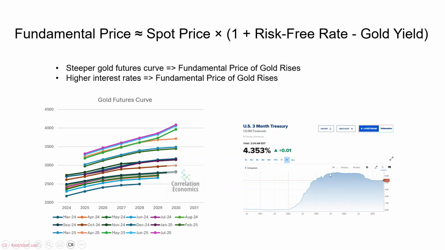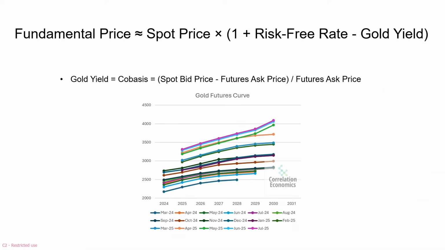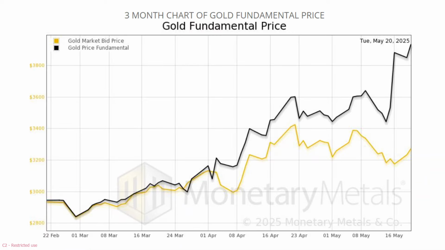What does this mean? That means that there is inflation. If the interest rate goes up, that means that there is inflation in the system and the Fed needs to hike rates. Okay, so it all pans out. If we have inflation, the fundamental price of gold goes up. If we have more storage costs, the futures curve will go up, and that also means that the fundamental price will go up.